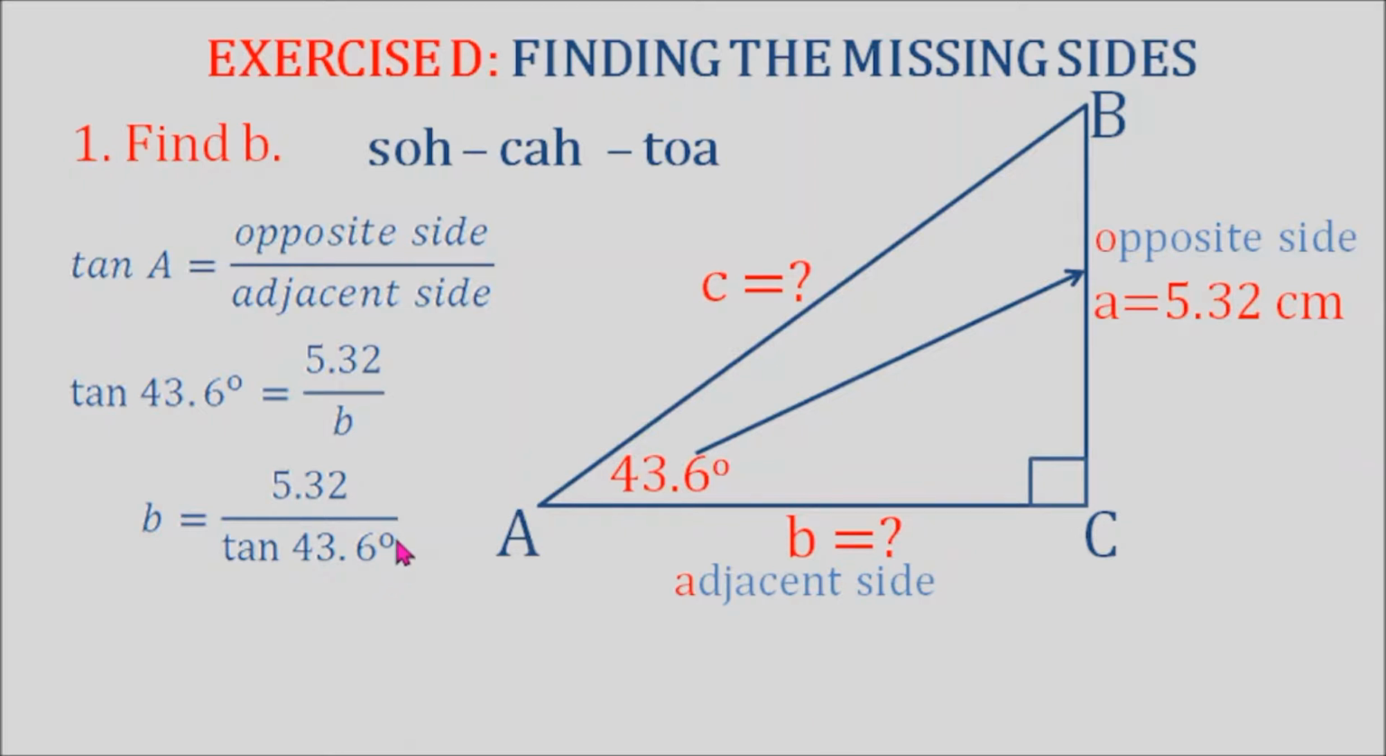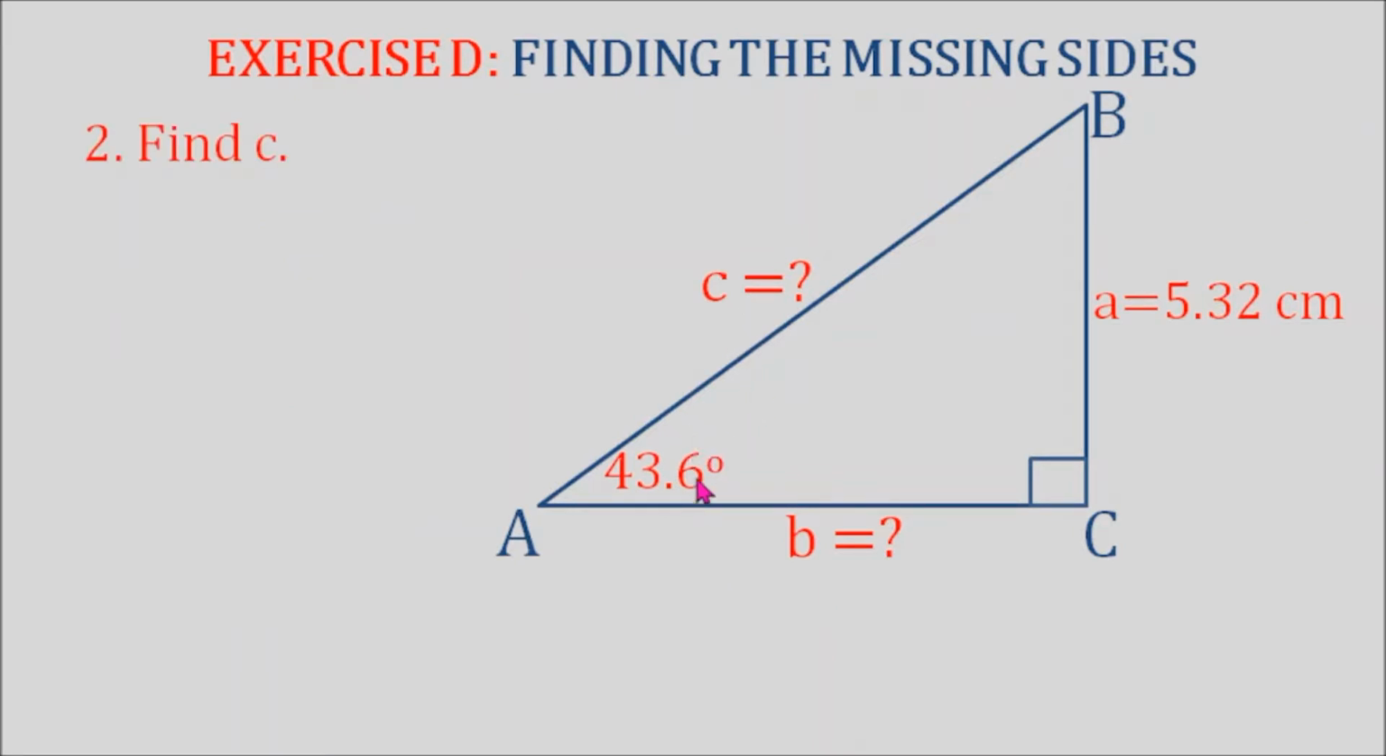43.6 degrees. Now, using our calculator, we are going to have 5.32 divided by tan 43.6, excluding the degree symbol. Our answer, rounded to 2 decimal places, is 5.59. Now, let's find C.